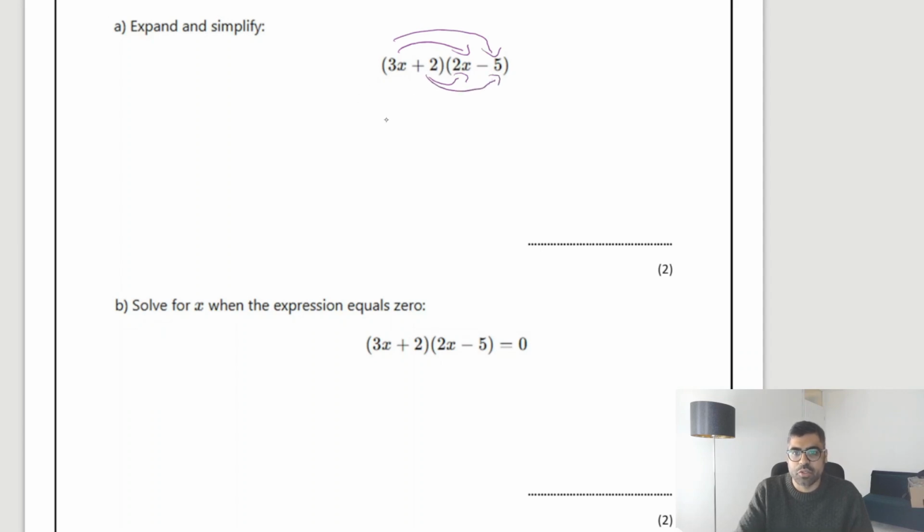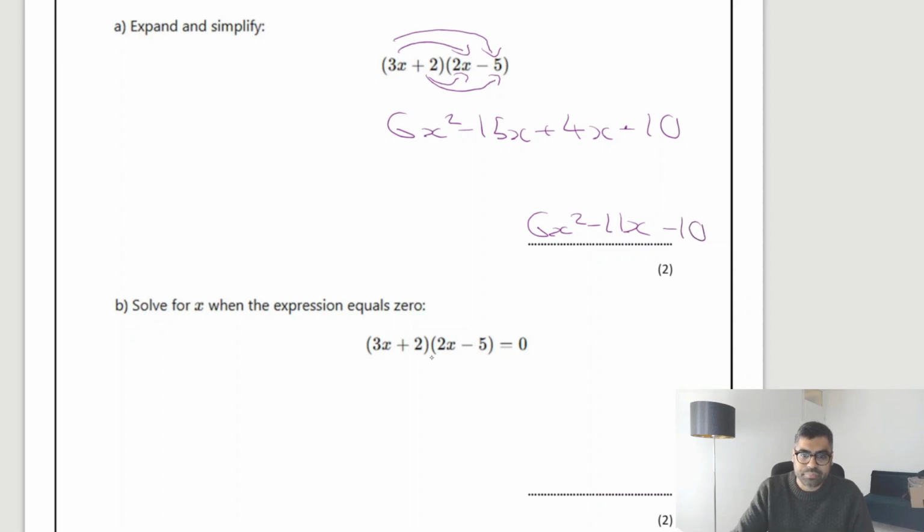So 3x times 2x is 6x squared. 3x times minus 5 is minus 15x. 2 times 2x is 4x. And finally, 2 times minus 5 is minus 10. With these questions, the terms that simplify are always going to be the 2 middle terms. They're both the ones that have x. So our final answer is going to be 6x squared, minus 15 plus 4 is minus 11x, and then finally, minus 10 at the end.